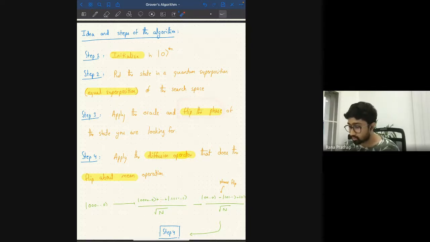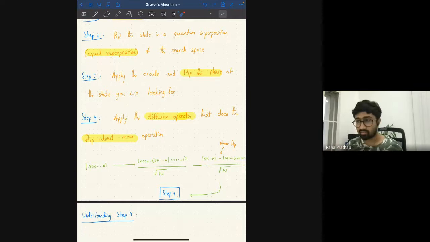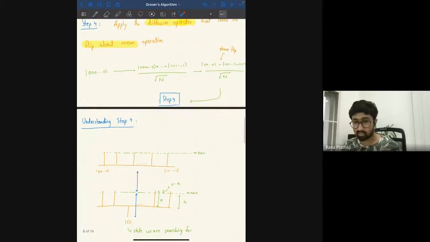And after you do that, you apply something called a diffusion operator, which, in general terms, will increase the probability of the tagged states. I like to call them tagged states. It's nothing but the states with that negative phase over there. So if you do the diffusion operator, it's going to increase the probability of them showing up, and then you can directly measure, and you will get that specific state most of the time.